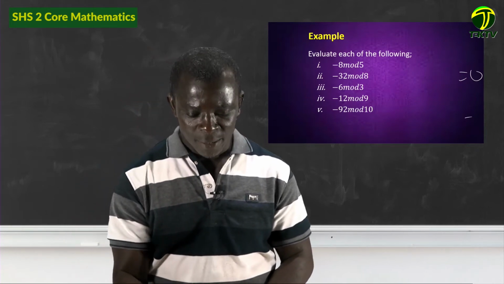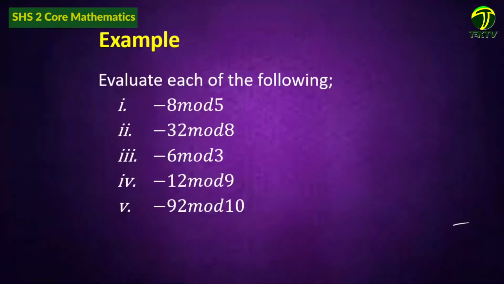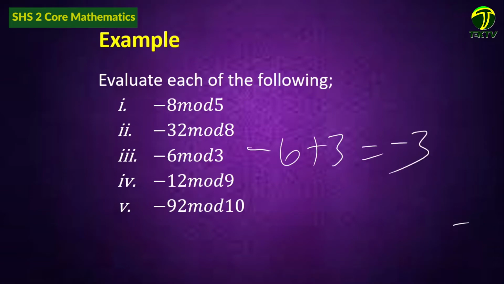Let's look at neg 6 in mod 3. Negative 6 plus 3 will give you negative 3, which is still a negative. And now neg 3 plus 3 will give you 0. In this case, neg 6 is equal to 0 in mod 3. Let's look at neg 12.